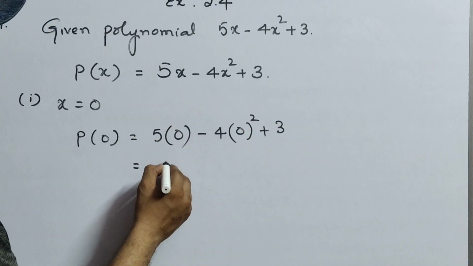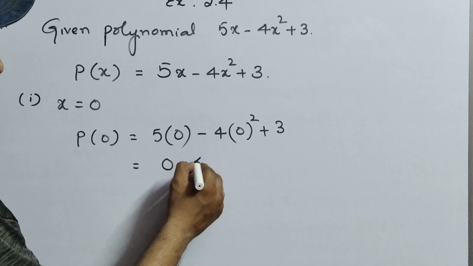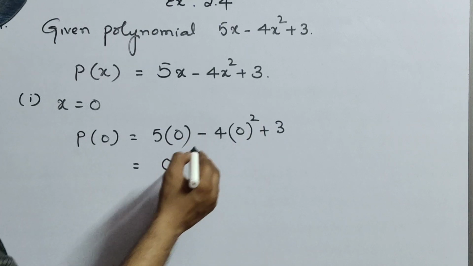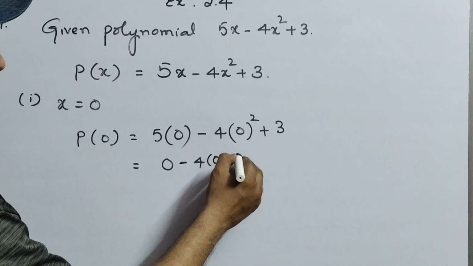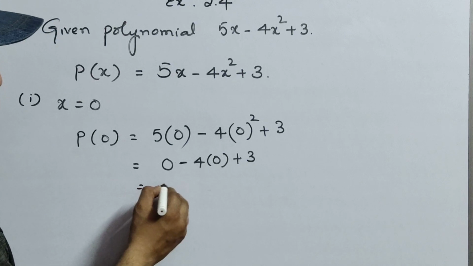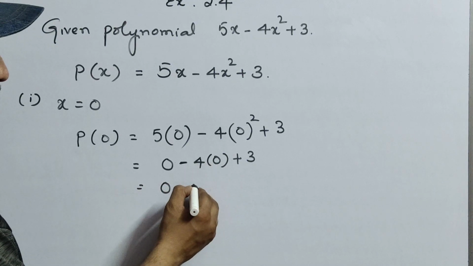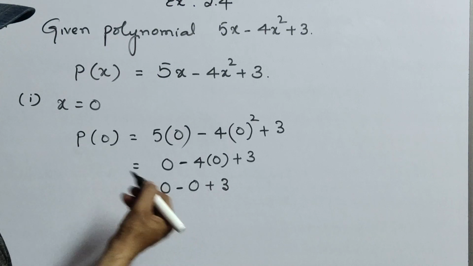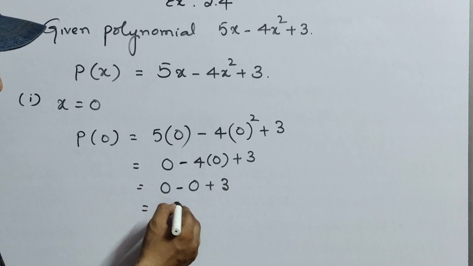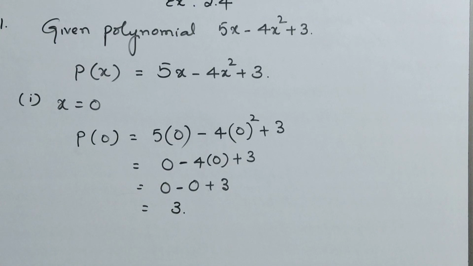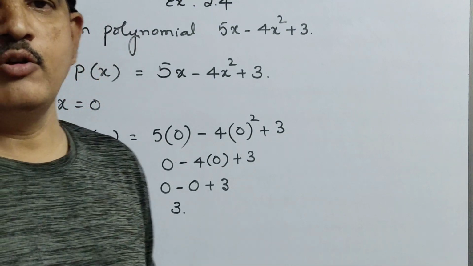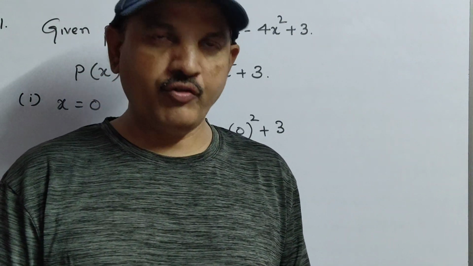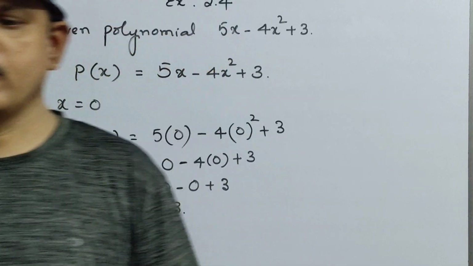Now 5 into 0 is 0, minus 4, 0 square means 0 into 0 is 0, plus 3. Now 0 minus 4 into 0 is 0, plus 3. Now these two are zeros, so no value, so plus 3. So 3 is the answer. Is it clear now? In that, sums 2 and 3 you can take as homework. Now we'll go for the second sum, second Roman, okay children.